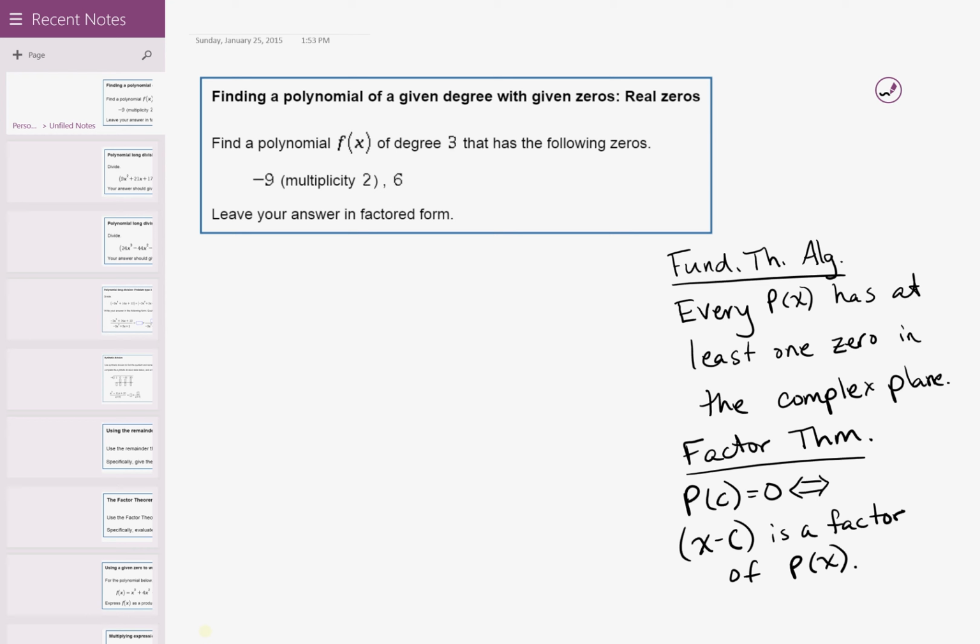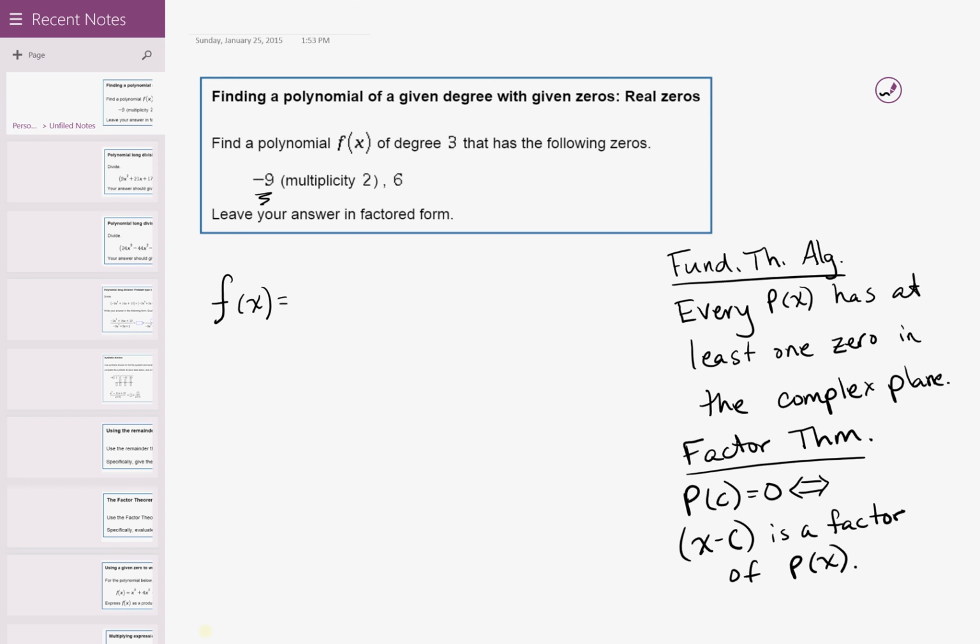So taken together, it means that an nth degree polynomial has n solutions in the complex plane. In this case, we're given the zeros and we're asked to come up with a polynomial. And we're told to label it f of x.